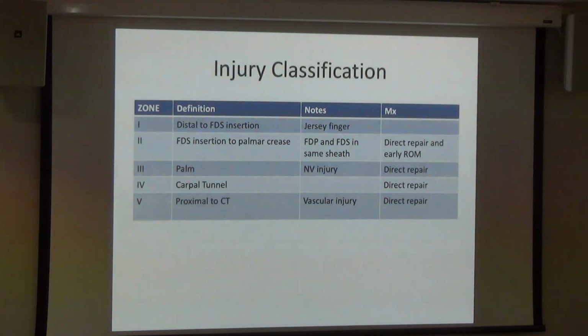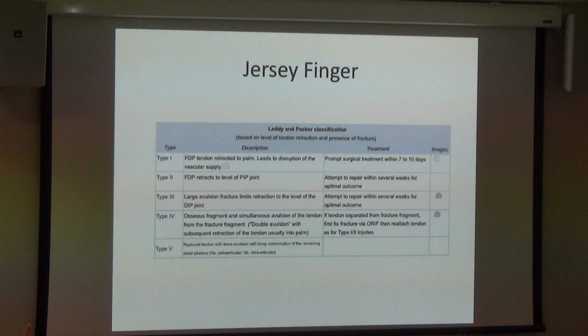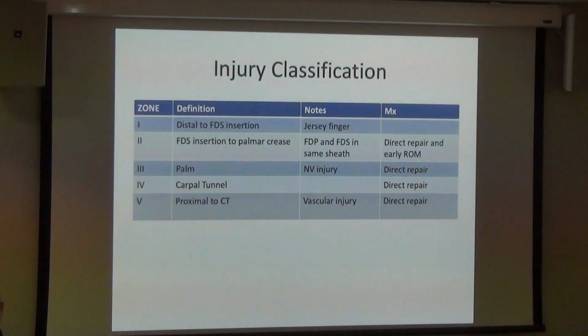Zone 2, FDS and zone palmar crease. That zone you can do a direct repair. Go back to zone 1, I think it's zone 1, isn't it? Yeah, zone 1. If there's a bony avulsion, how far will a tendon go? As far as the nearest pulley. Yeah, exactly. So it's not going to go very far, right?